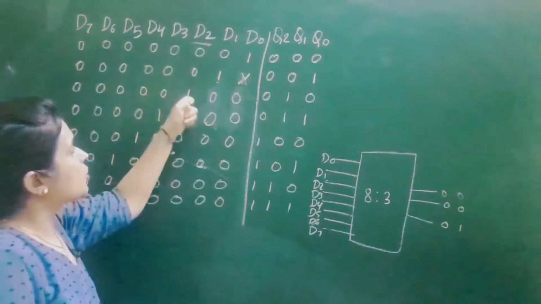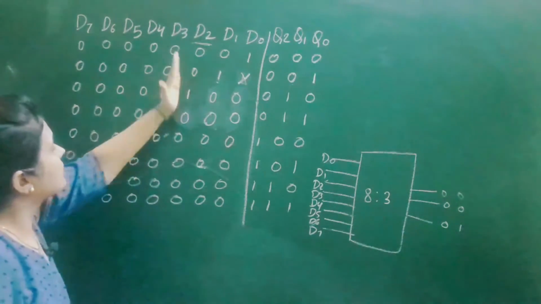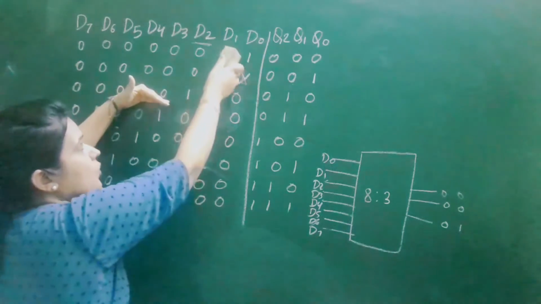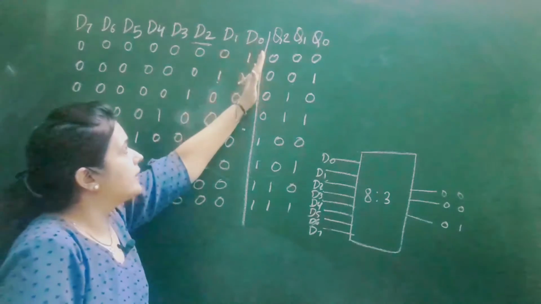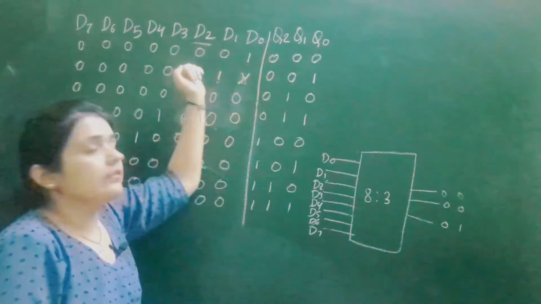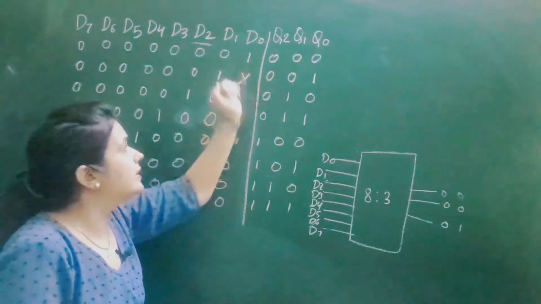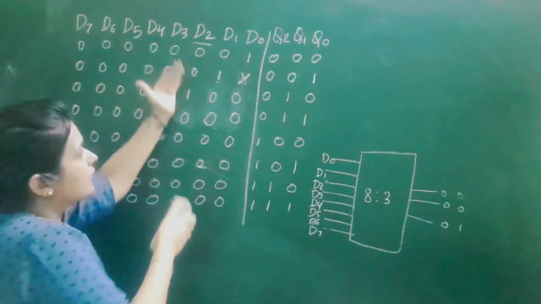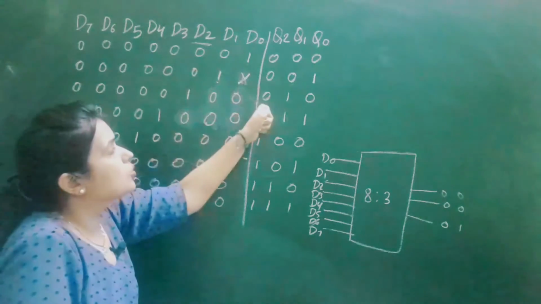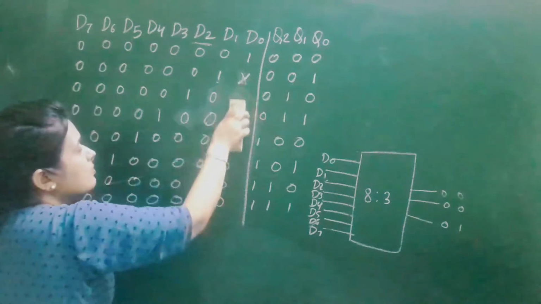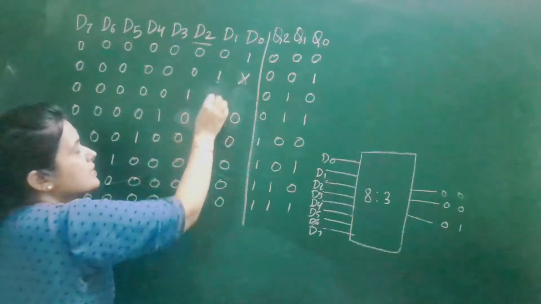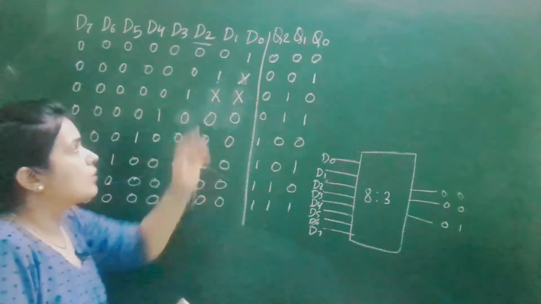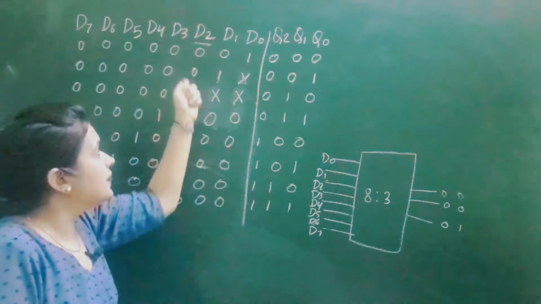Now suppose D2 has value 1 and here we are assuming that the higher input lines have value 0. In that case, whatever may be the value of D1 and D0, we should ignore these input lines and the output will be generated corresponding to D2. The output will be 0, 1, 0, whatever may be the value of D1 and D0. So we should mark these inputs with cross, because we have to ignore these inputs when D2 is high.